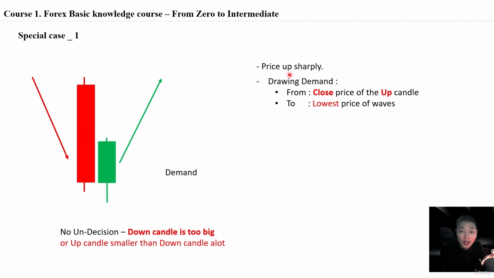We need to see the price go up very sharply. Even though the first candle is quite strong, after the last candle of the down movement the price still goes up very strongly. That is the reason you can see that most buyers focus on this level, and we draw the demand. We can draw the demand from the low price of the first up candle to the lowest price of the range, and we can have the demand zone like this.